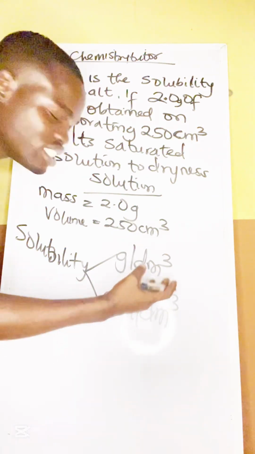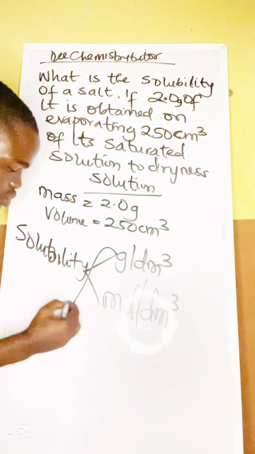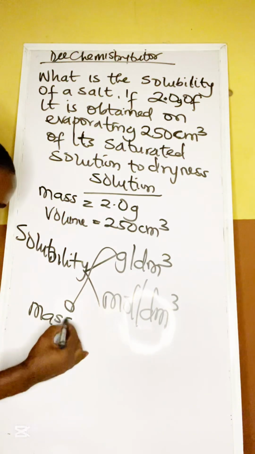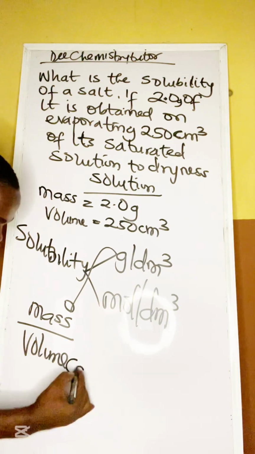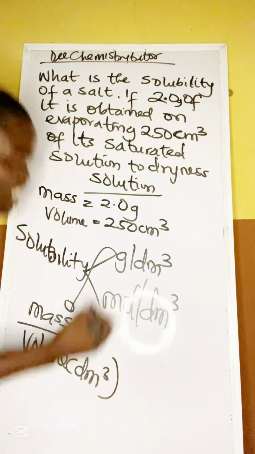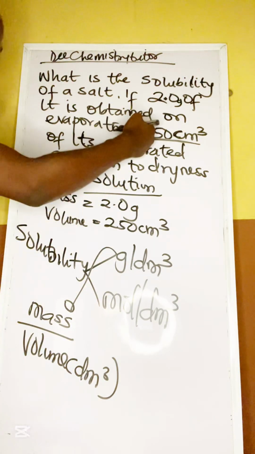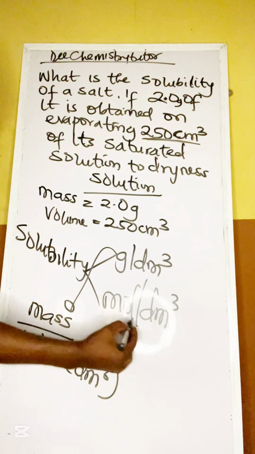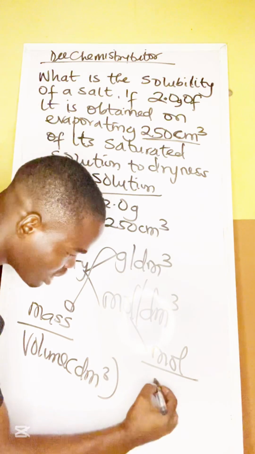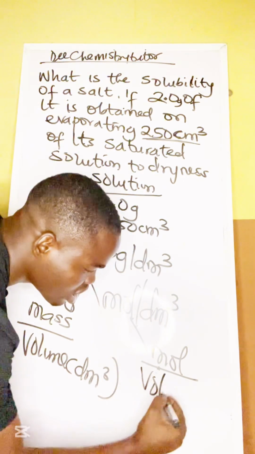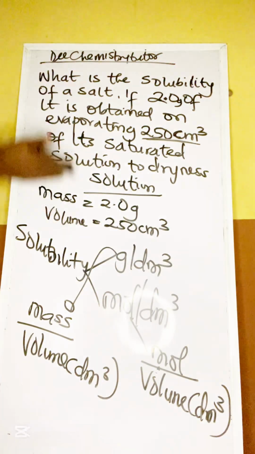So if it is gram per dm cube or mole per dm cube, I can tell you that the formula for this is easy. If it is gram per dm cube, it's just going to be mass over volume. Now, don't forget that the volume here is dm cube, but the volume they give us here is cm cube. That means I must find a way to convert this volume to dm cube so that I can use this formula. If it is mole per dm cube, it will be mole over volume in dm cube. So if you know this, I can solve this.